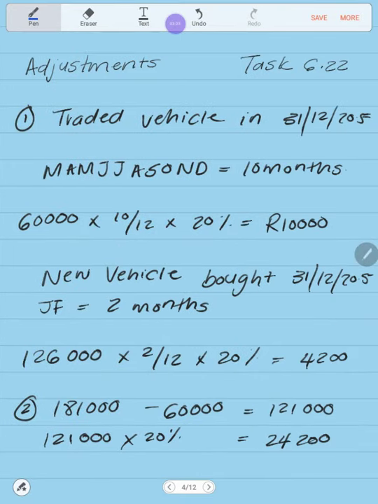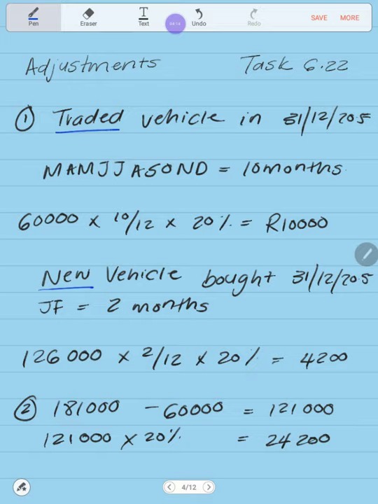I have a traded in vehicle, which is basically my sold vehicle. I also bought the new vehicle, remember? And besides the sold and the new vehicle, I still have old vehicles in my company, which I have to take into account. So the traded in vehicle was traded in on the 31st of December 20.5. How long did I have this vehicle for before I sold it? I had it for 10 months. My financial year begins the 1st of March. So I had 1, 2, 3, 4, 5, 6, 7, 8, 9, 10 months. I sold it in December. So you had that vehicle for 10 months.